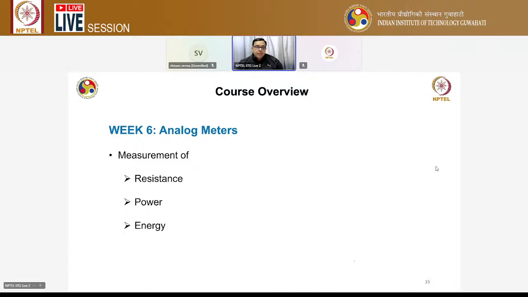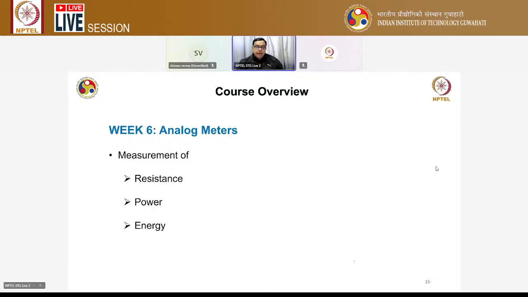We'll be focusing on measurement of resistance, and you will see that we have divided the resistance into three different ranges, where we have low resistance measurement techniques, then we have medium resistance range measurement techniques, and then we will employ an altogether different kind of approach for measurement of higher resistance. When I say higher, I mean a certain mega ohms or giga ohms kind of range, right?